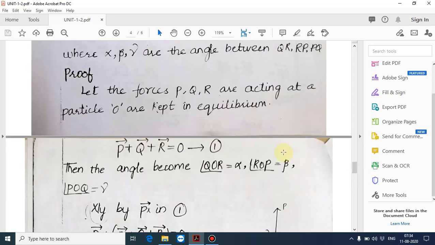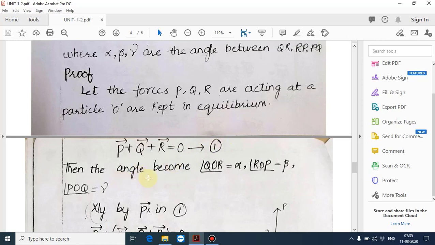You see the proof. Let the forces P, Q, R acting at a particle O be kept in equilibrium. That means P vector plus Q vector plus R vector is equal to 0. Keep this as equation number 1.